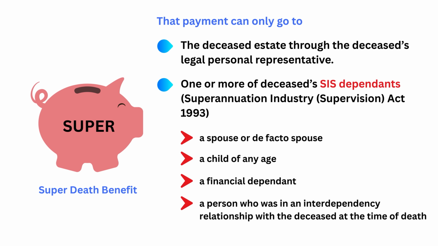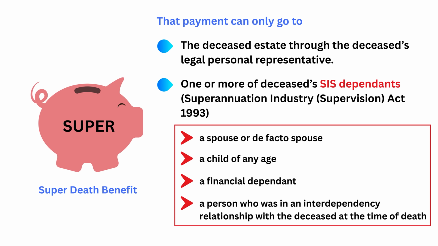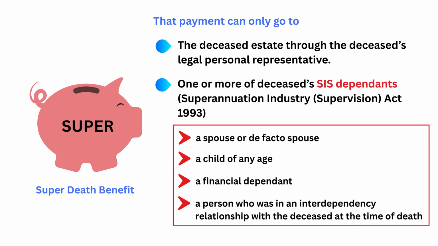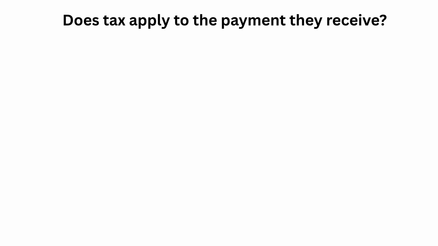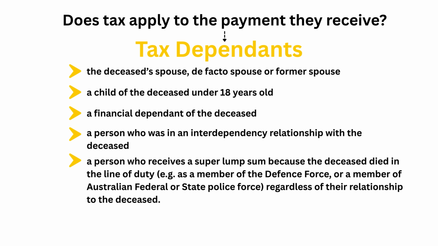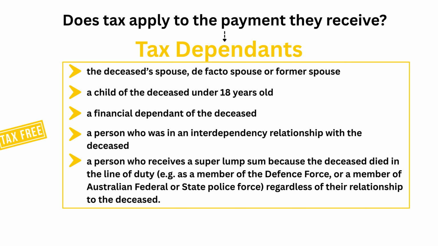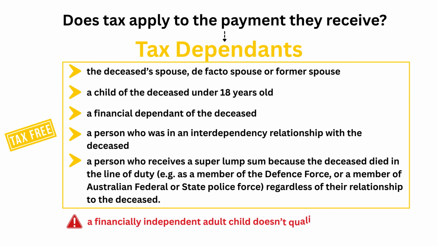The term SIS dependents refers to the group of individuals who can receive a superannuation death benefit directly from the super fund. But when we want to know whether tax applies to the payments they receive, we need to look at a different list called tax dependents. Superannuation death benefits paid to tax dependents are completely tax-free, but it's a different story when the beneficiary is a non-tax dependent. As you have probably noticed, a financially independent adult child doesn't qualify as a tax dependent. That's when the hidden tax trap really comes into play.